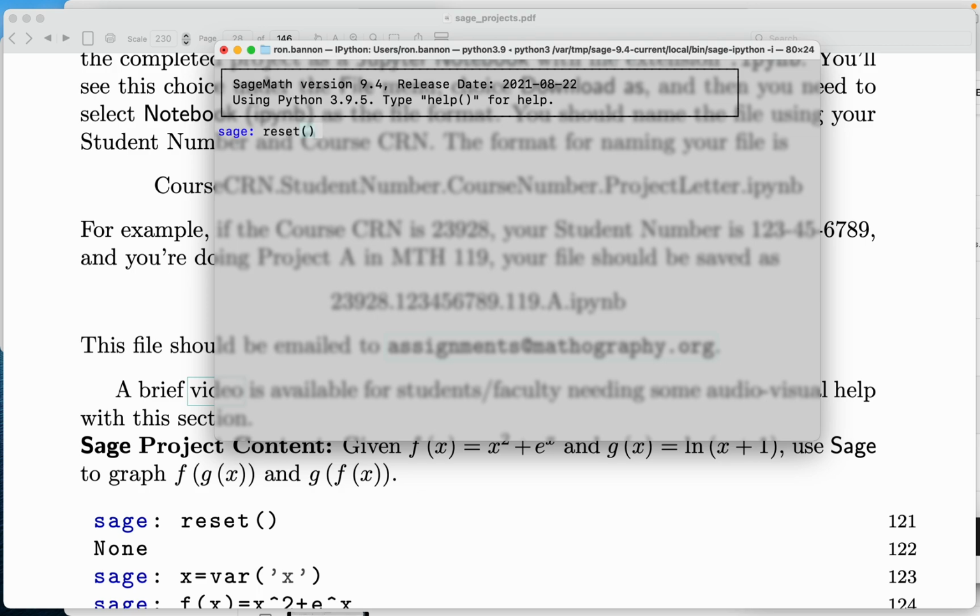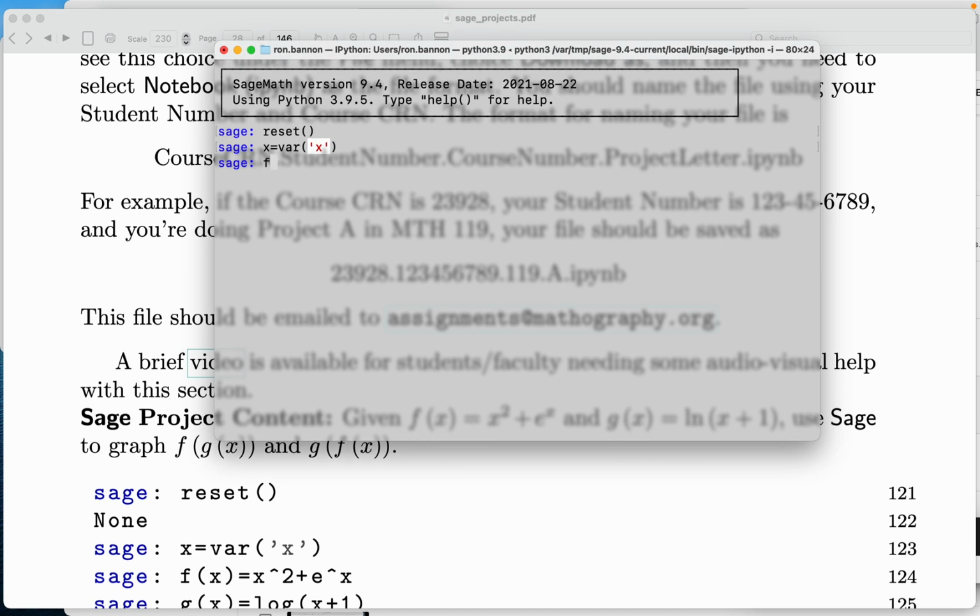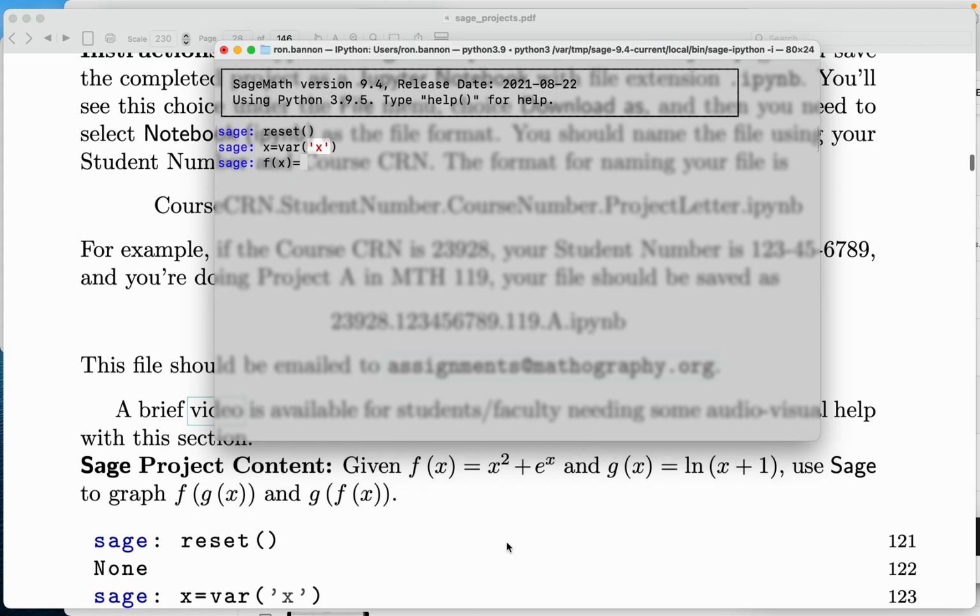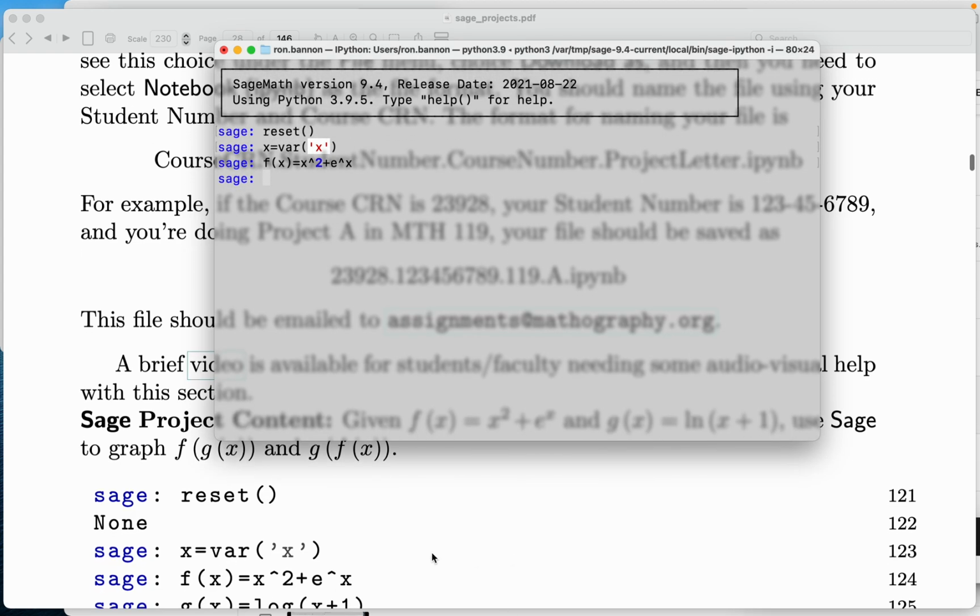This is something I learned in Math 119. This is composition of functions. All right, x is a variable. Pretty easy to do. f of x is a function. I want to point out what that function is. It's x squared plus e to the power, and that power is x. All right? I want to point out that's written over here, by the way.